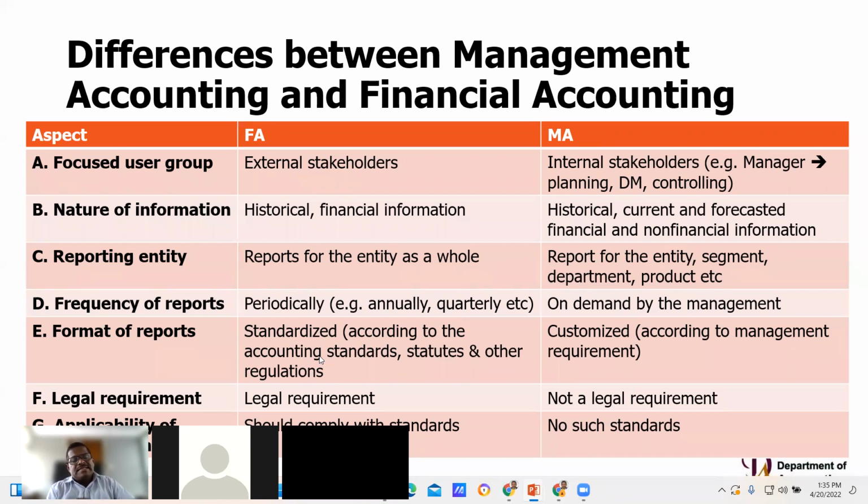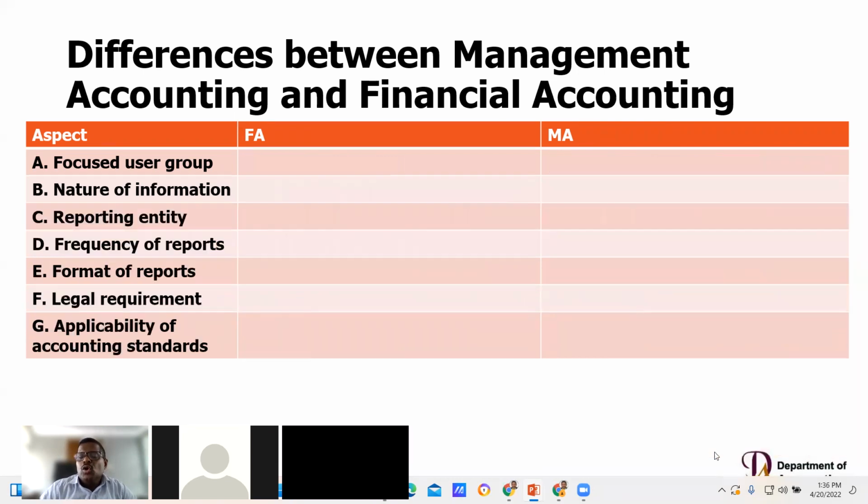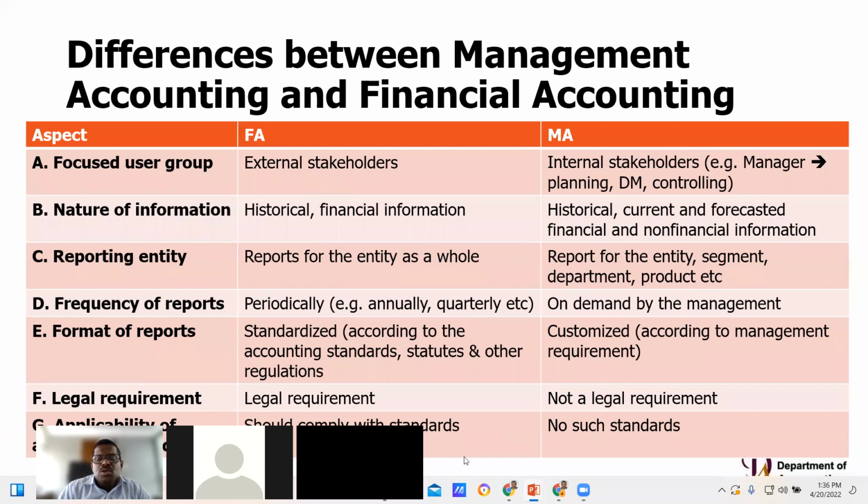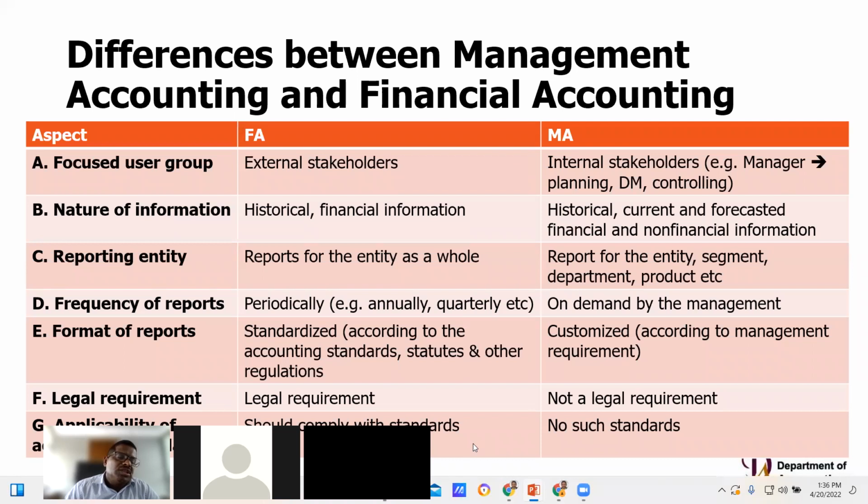Format of reports: when you look at the financial statement, of course, there is a particular framework, a particular set of accounting standards. But when you say management accounting, there is no particular rigid framework. The reports may be prepared depending on the requirement and the knowledge and skills of the management accountant, the producer, so it is influenced by both. Then the legal requirement: for financial accounting there is a legal requirement, but for management accounting there is no such legal requirement. And finally, applicability of accounting standards: financial accounting should comply with the accounting standards, but management accounting has no such accounting standards.